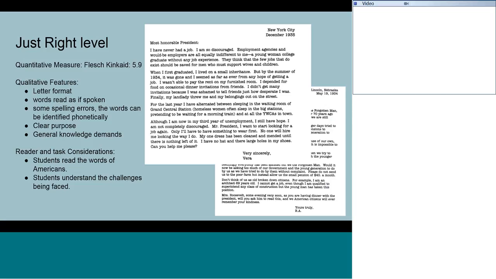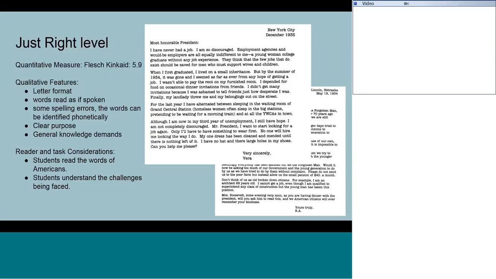My students are 8th graders, so hopefully they would not have a problem with that. The Common Core, though, has us look at more than just that quantitative measure. For example, the qualitative features. Well, this is a letter. The words read as if spoken, so it's a very comfortable and familiar style of writing. There are a few spelling errors, but the words can be identified phonetically. There's a clear purpose why they're writing to the Roosevelts. And there's really general knowledge demands about the 1930s.